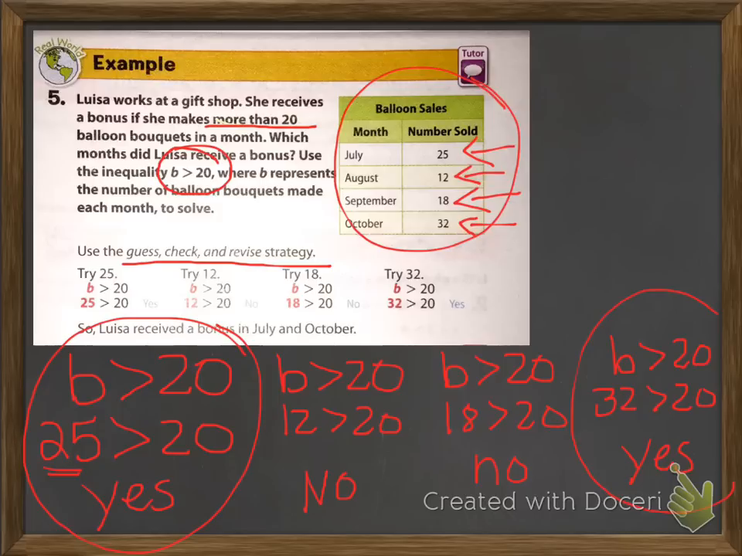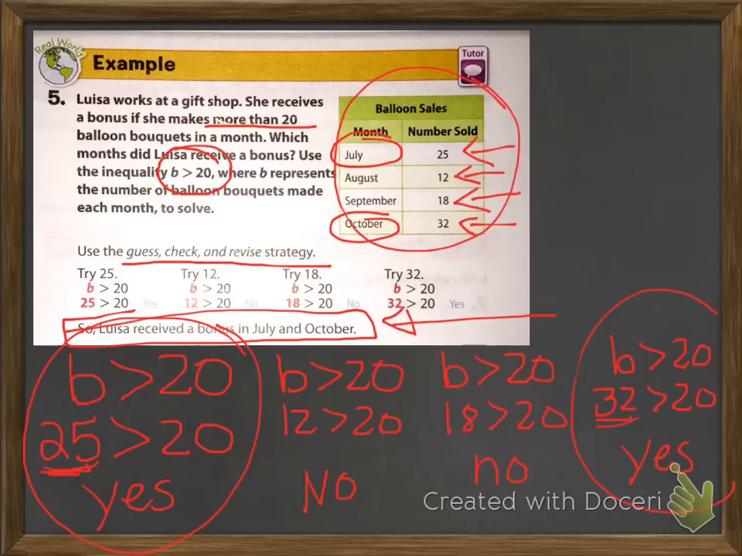So the first one was for 25, happened to be the month of July, and the 32 happened to be for the month of October. So your answer would be that Louisa received a bonus in July and October. So be sure that when you are writing these problems, that you are writing your responses in a complete sentence, because that's something that we're going to be doing more of coming up in third quarter.